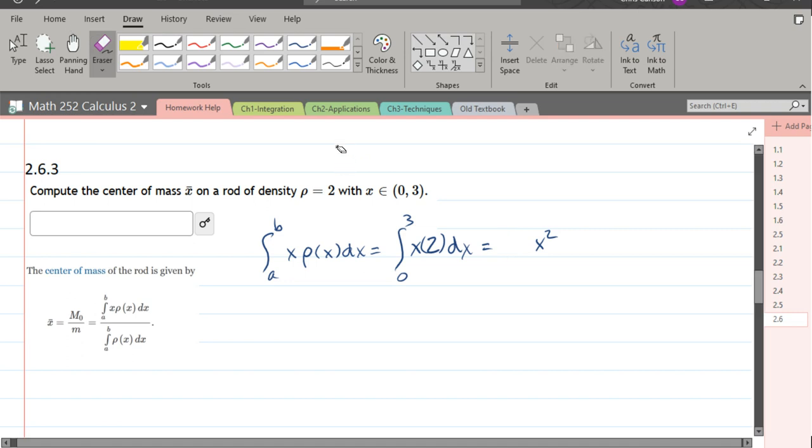Of course, I integrated, so I should not be writing that. 0 to 3. So we have 3 squared minus 0 squared. And we get 9. So that's the numerator. So we get a 9 there.